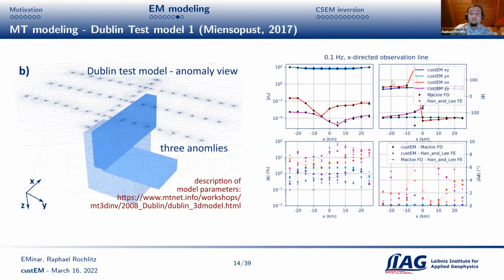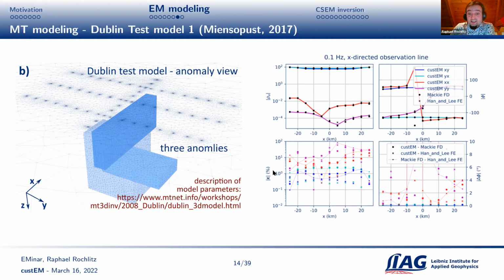So these are my results for the 0.5 Hertz frequency, apparent resistivity on the left-hand side, the phase on the right-hand side. We have off-diagonal components and we have a main diagonal component. And I compare my solutions against the one from Maggie and the one from Han and Lee, so against a finite difference and a finite element code.